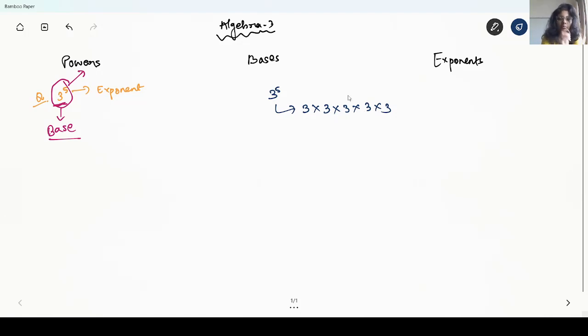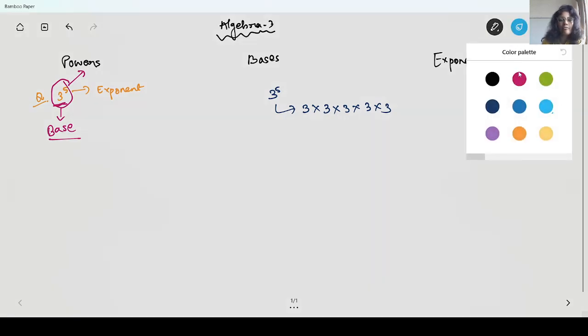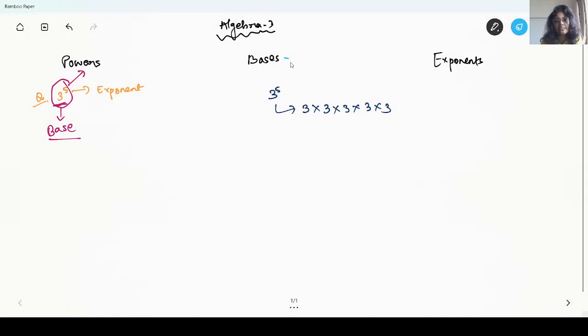The number of times it is multiplied is the exponent, and the number which is multiplied is the base. So if we have to define it, base is the number multiplied, and exponent can be addressed as how many times it is multiplied.